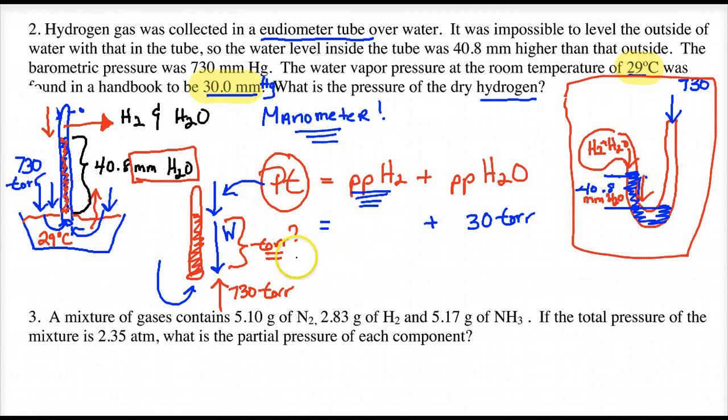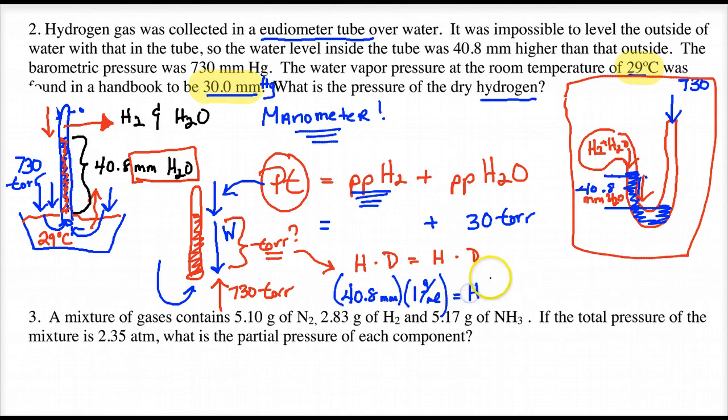Okay? So in order to do that, we use a very famous height times density, an inverse relationship, equals height times density. Okay, we're going to convert it to millimeters of mercury. So I already have it in millimeters. That's kind of nice. So my 40.8 millimeters of water, density is 1 gram per milliliter. Okay, the height we want for mercury, the density is 13.6 grams per milliliter.